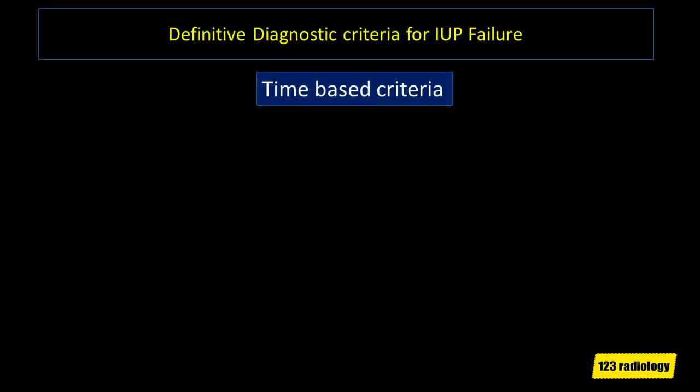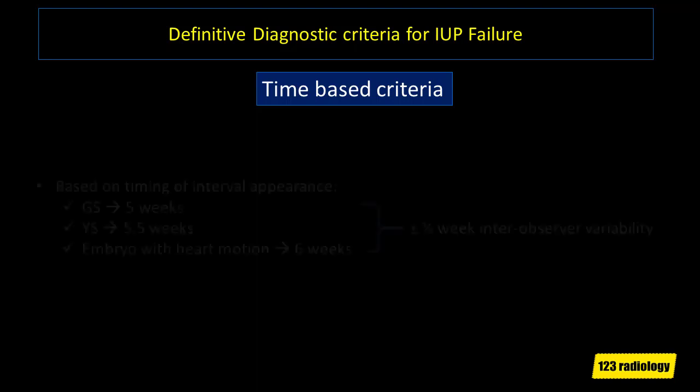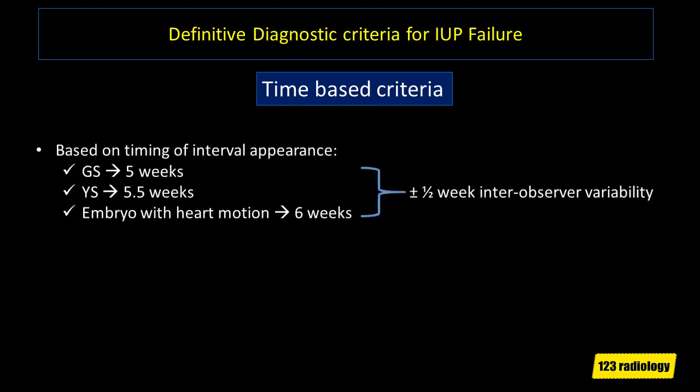Time-based criteria for pregnancy failure. These are needed because the discriminatory mean sac diameter or crown rump length may never be achieved. Based on timing of interval appearance, the gestational sac appears at 5 weeks, the yolk sac at 5.5 weeks, and the embryo with heart motion is seen at 6 weeks, with half-week inter-observer variability. And again, let's do the conservative scenario.